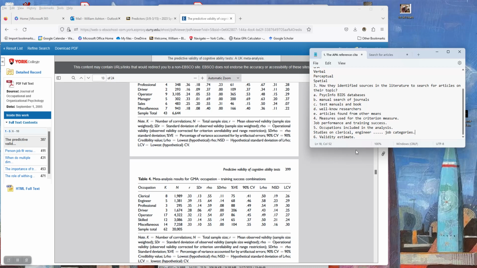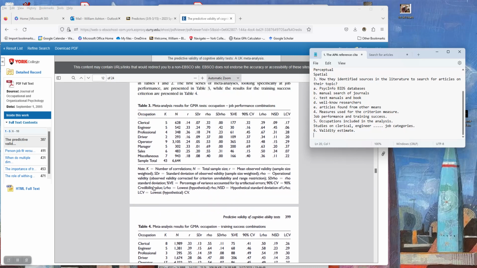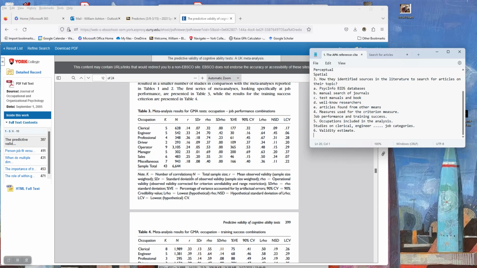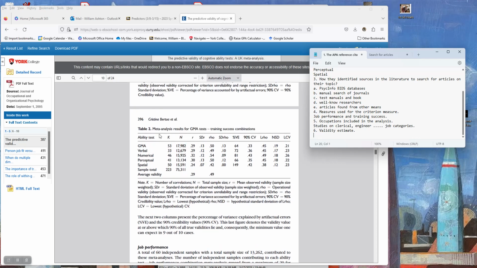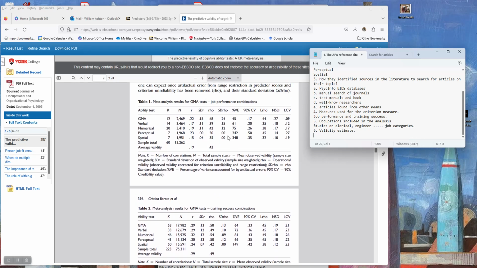And then finally to the important thing, the validity estimate. That is, what is the relationship they're going to find between, in this case, these different mental tests and job performance. And well, here we're stuck on meta-analysis results for GMA tests by occupation, and that is one thing, but we want the total, so let's go up a little bit more. Meta results for training. Nope, we're not going to look at training. Job performance. Here we go.